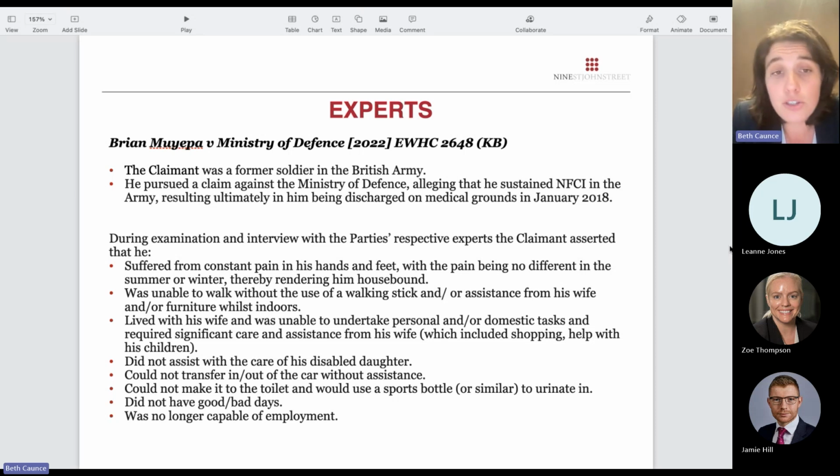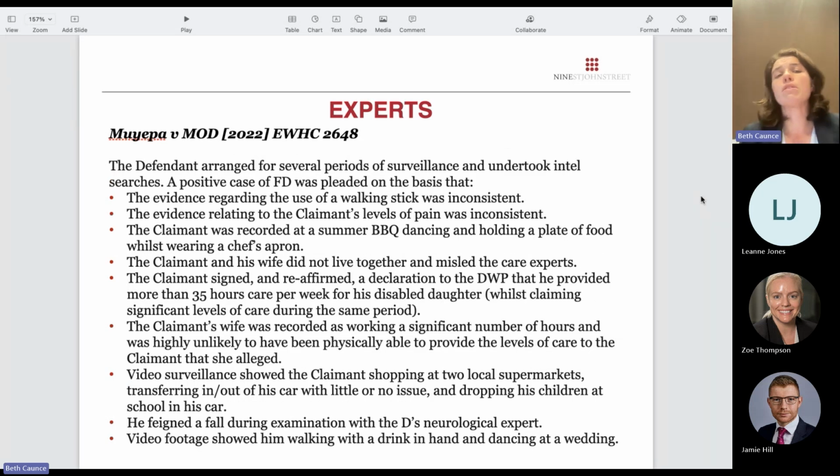He made various assertions when he was examined by the experts. He said that he had constant pain in his hands and feet. He was essentially housebound. He couldn't walk without a walking stick or without the assistance of his wife. He said that he lived with his wife and she provided him with a good deal of care and assistance. He relied very heavily on her. They had a disabled daughter, and he said that he was unable to care for her since he had been injured. He said that he could no longer work due to the injuries that he'd sustained.